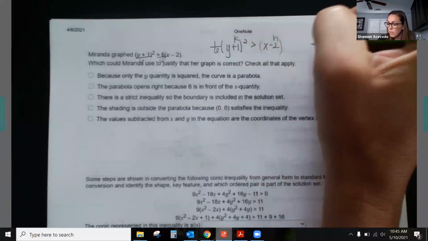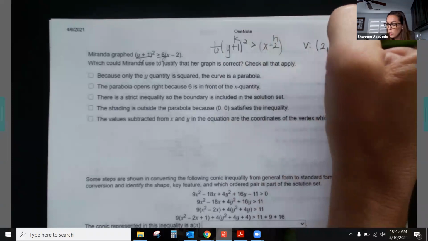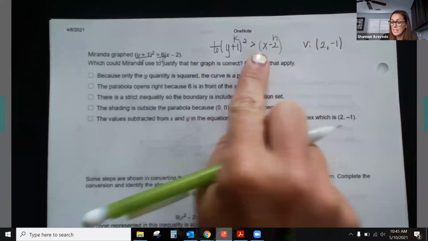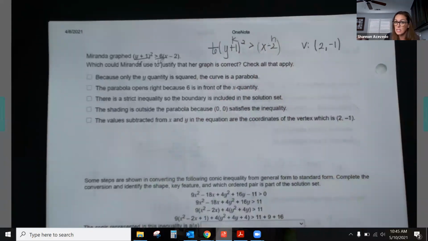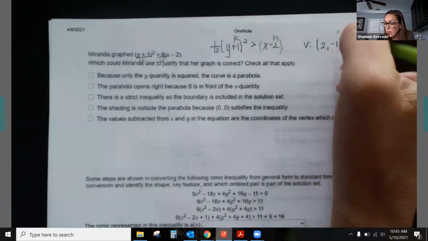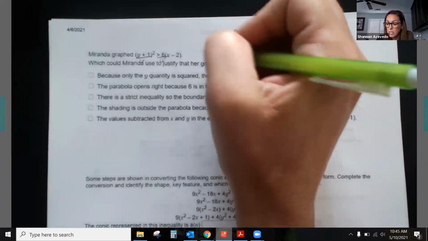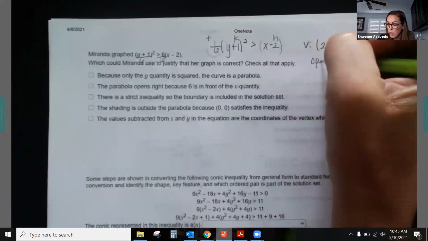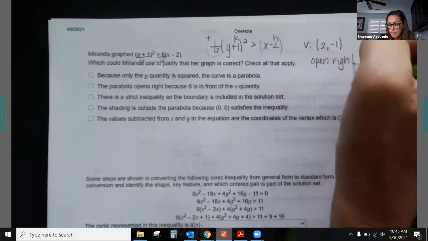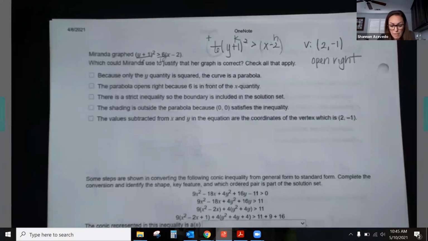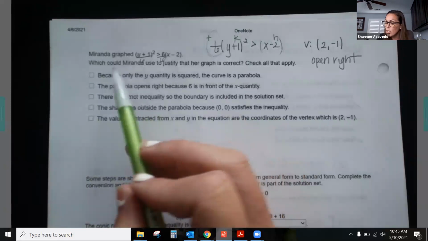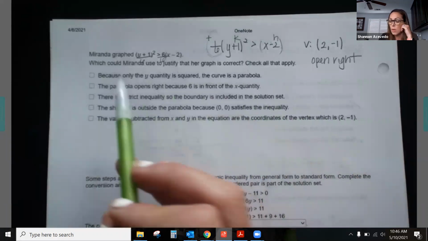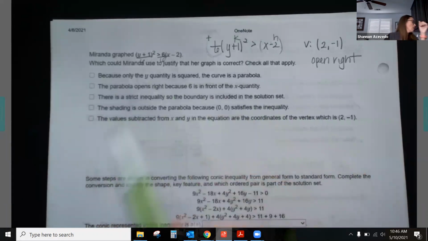So if I wanted my vertex for this, my vertex would be at 2, -1. The y is being squared, the x isn't. So the one that's not being squared, that's the axis it's going to go along. So I know it's going to open left or right. And because this is positive in front of my squared term, it's going to open right. So let's see, what do we have here? It says, which can Miranda use to justify that her graph is correct? So because only, sorry.